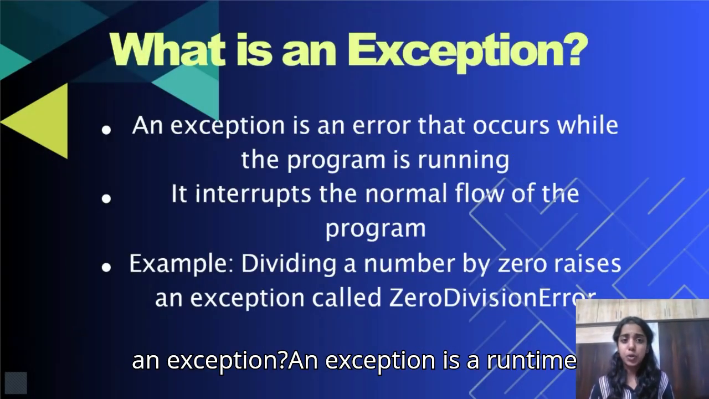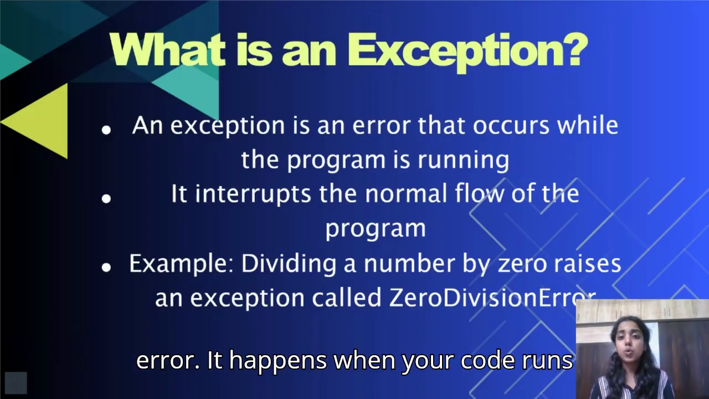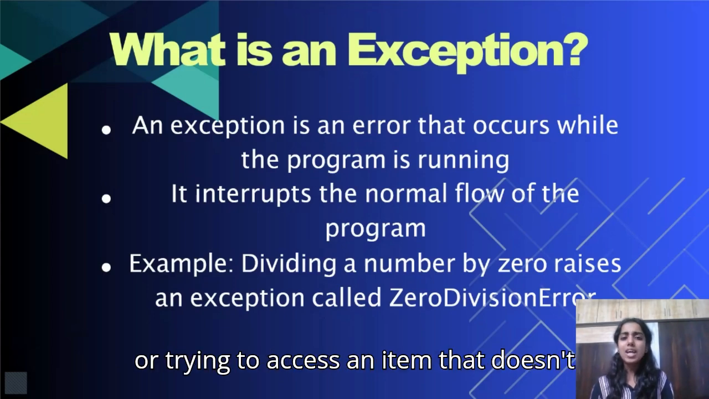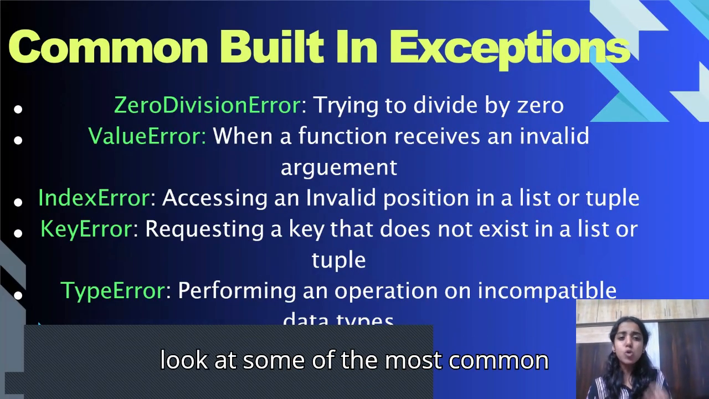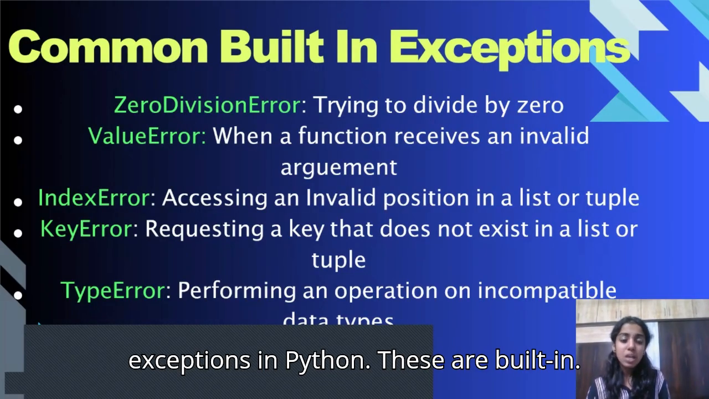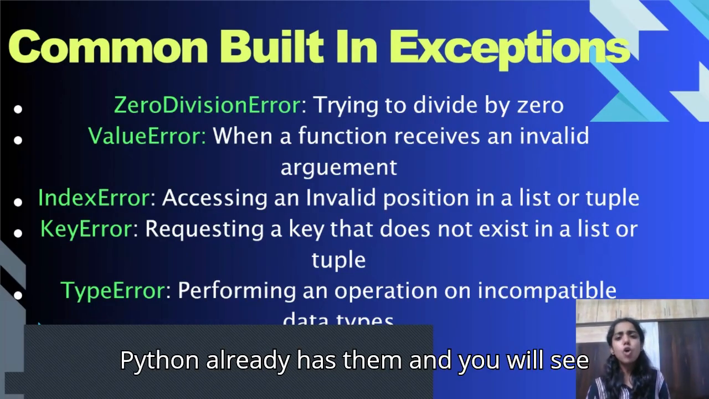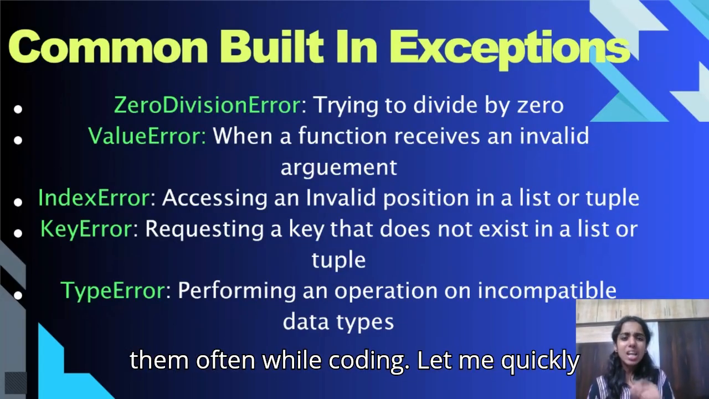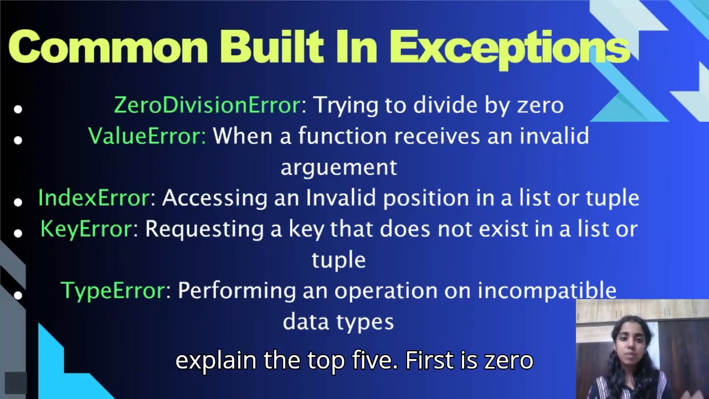First, what is an exception? An exception is a runtime error. It happens when your code runs into a problem, like dividing by zero or trying to access an item that doesn't exist. Let's look at some of the most common exceptions in Python. These are built in. Python already has them, and you will see them often while coding. Let me quickly explain the top 5.